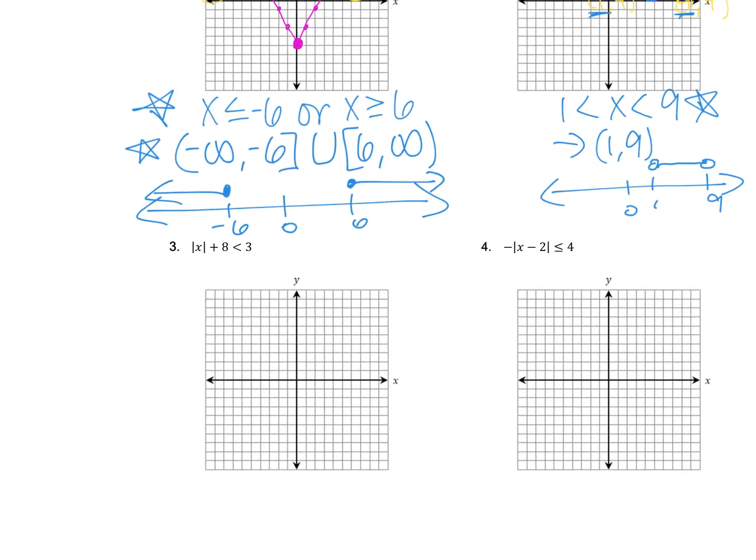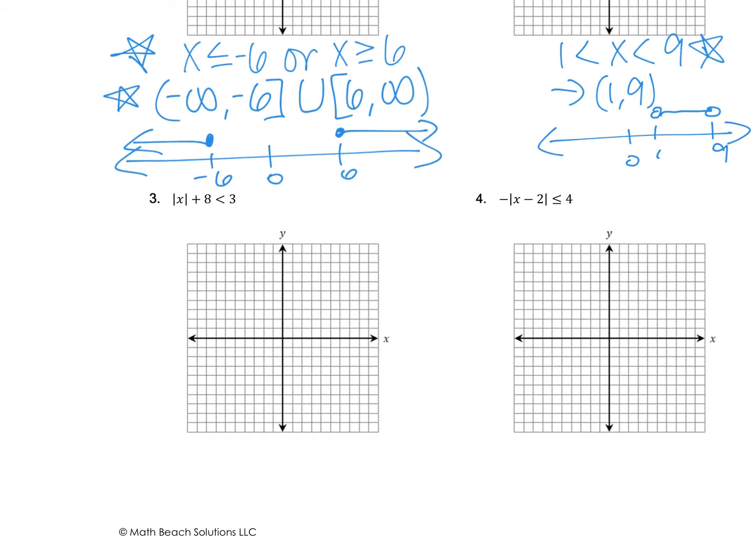All right, let's take a look at the next one. So we have, all it's doing is going up 8 on the vertex, so go up 8. Slope is still 1, so up 1, right 1. Up 1, left 1 to form your V. And then this right side is a 3, so it crosses the y at 3, and it's a straight horizontal line. All right, so less than, remember we said less than was shaded below.